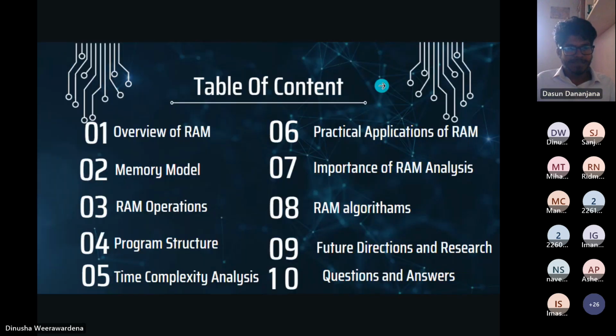Okay. As you can see in this slide, we can see number 1 as overview of RAM, number 2 as memory model, number 3 as RAM operations, number 4 program structure, number 5 time complexity analysis, number 6 practical applications of RAM, number 7 importance of RAM analysis, number 8 RAM algorithms, number 9 future directions and research, and finally questions and answers if you are willing to ask from us. Okay, let's move into the next slide.